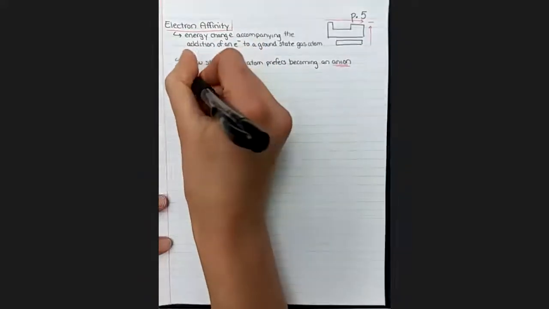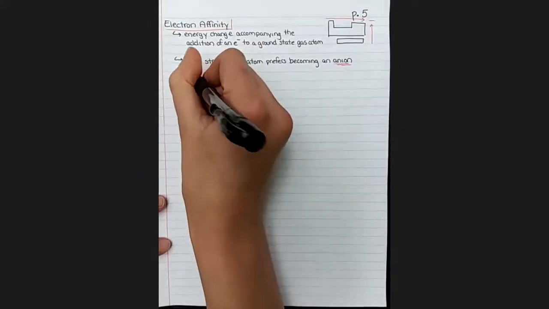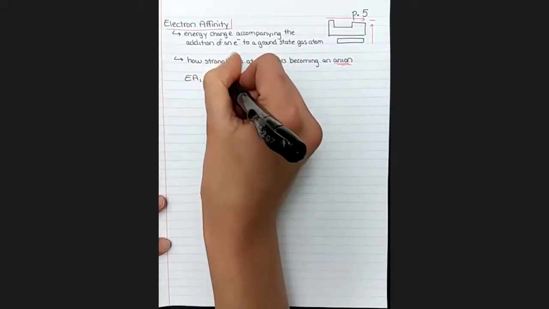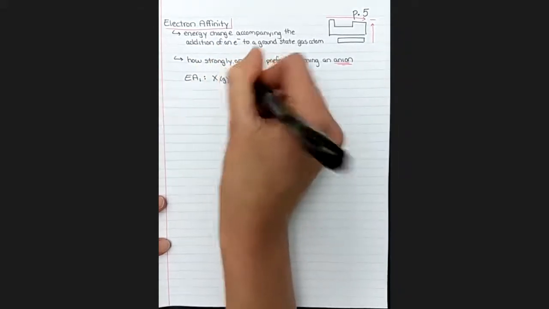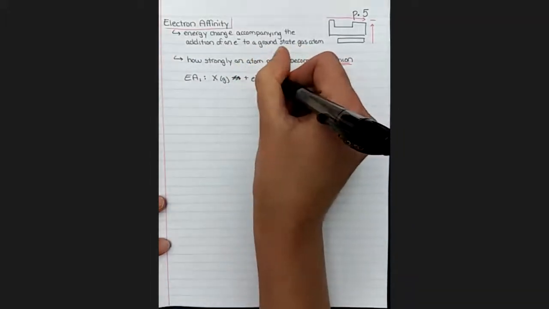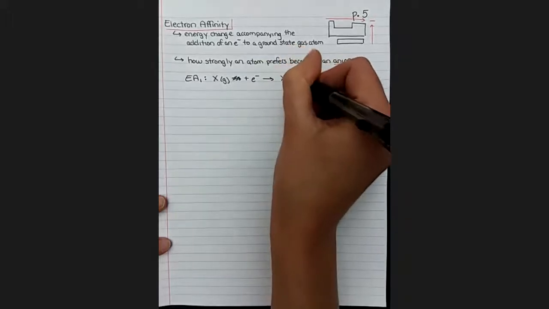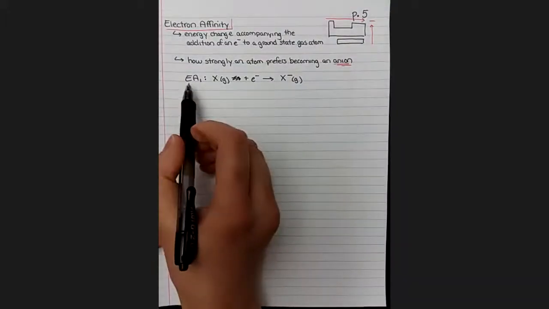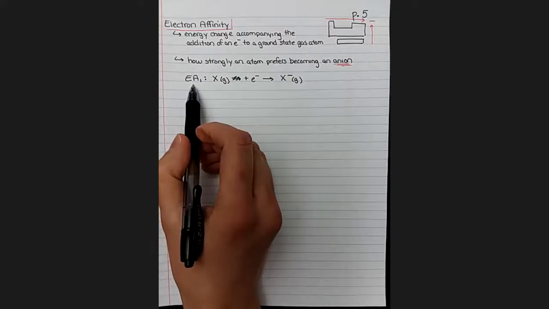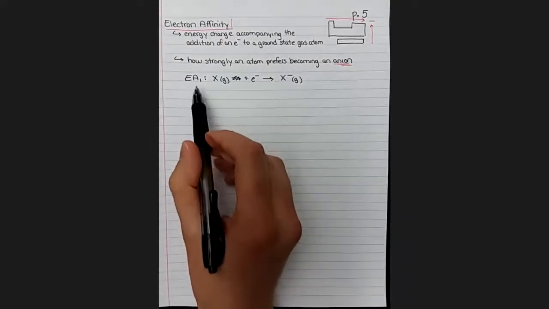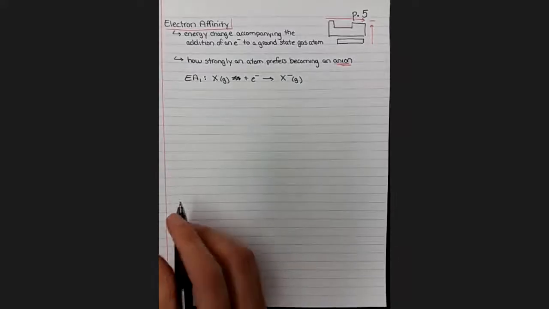So when we make an anion with our generic element X, we would have a generic atom of gaseous element X, plus an electron, because we're making it into an anion, and that makes it into a negatively charged gas X. And again, it's the first electron affinity. You could continue to add more and more electrons, and you would have second and third and so on electron affinities.